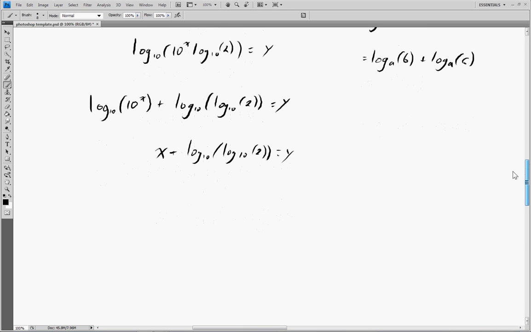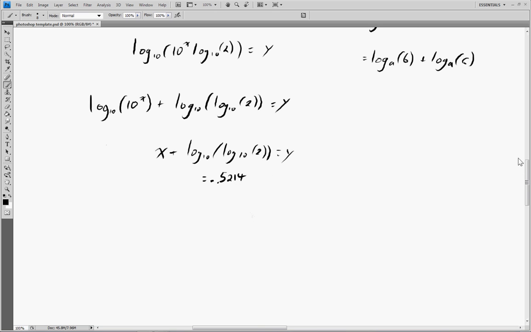Okay, so this right here is going to be a constant. This will never change. So we can just figure out the value of this. We know log base 10 of 2 is 0.301. When we plug that into a calculator, log base 10 of 0.301, we get negative 0.214. So basically, whatever we have for x, we just subtract 0.5214, and we get the final answer for y.